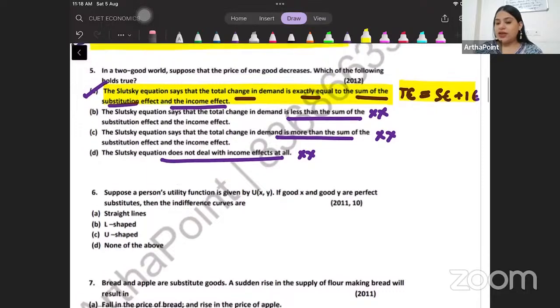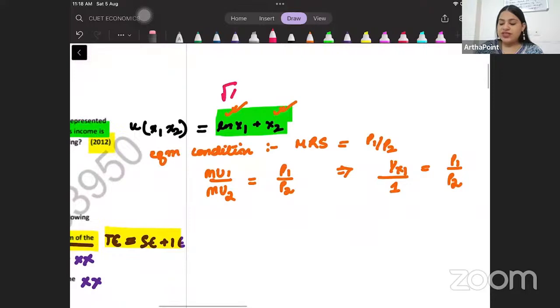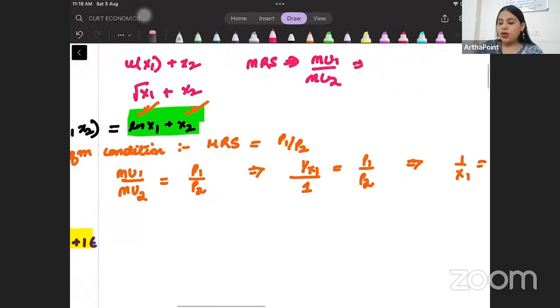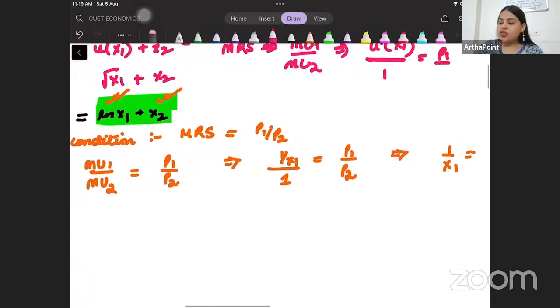Yes, beta, you can take that option in the first question. Yes, you could have taken root x1, no problem, plus x2. Actually, if I keep it general, if I write u of x1 plus x2, you should understand what the MRS will be. MRS will be mu1 by mu2. If I differentiate this with respect to 1, it will be u dash x1, and if I differentiate it with respect to 2, it will be just 1. And I'm equating this to the price ratio.